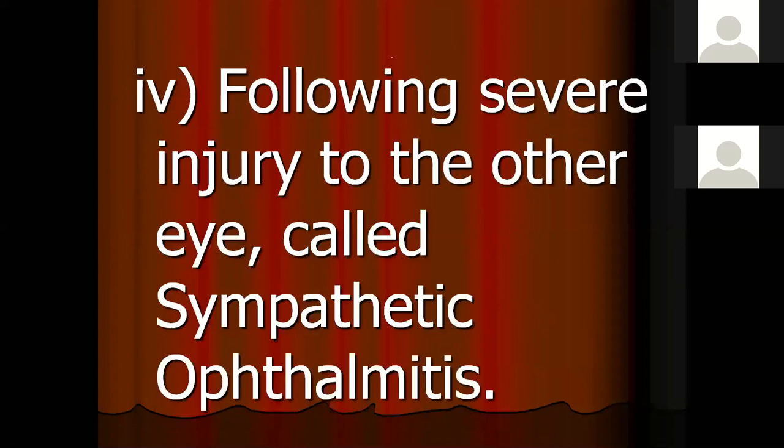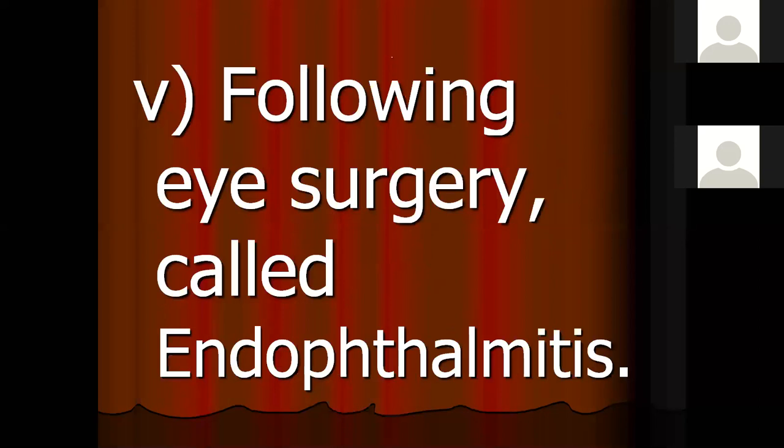Fourth, if there is severe injury to one eye, there may be uveitis in the other, normal eye. And this is called sympathetic ophthalmitis. Next, if an eye surgery is performed, there may be uveitis in the post-operative period. And this severe post-operative reaction is called endophthalmitis.